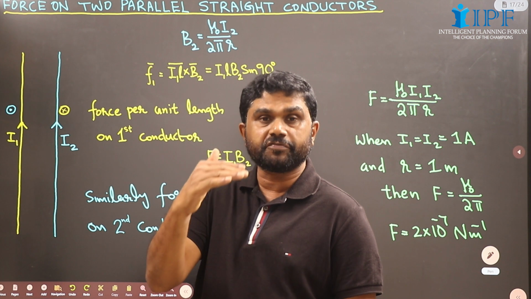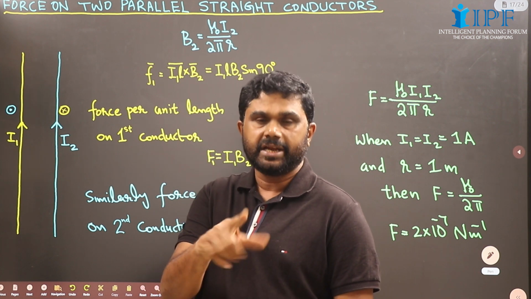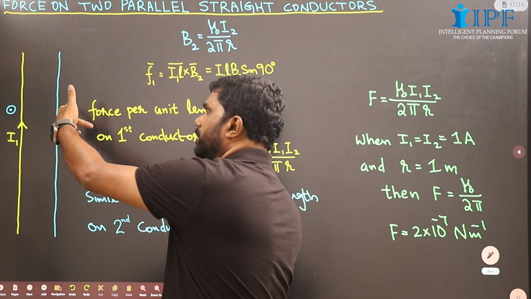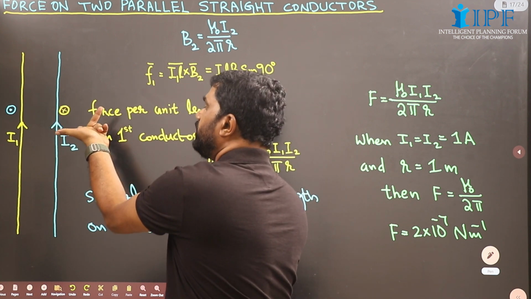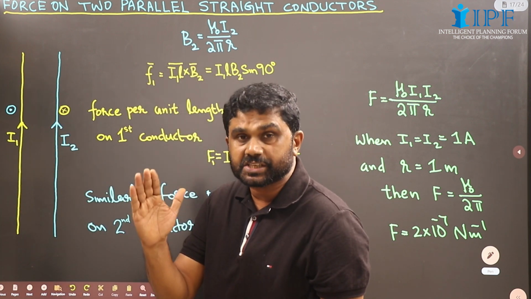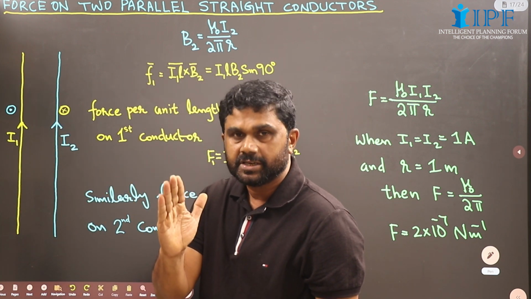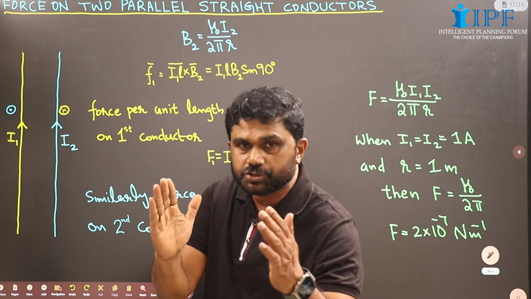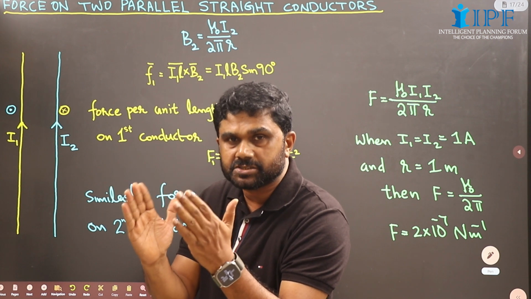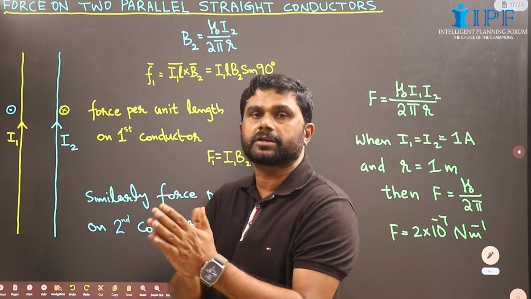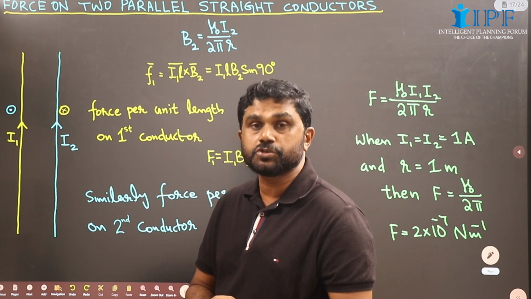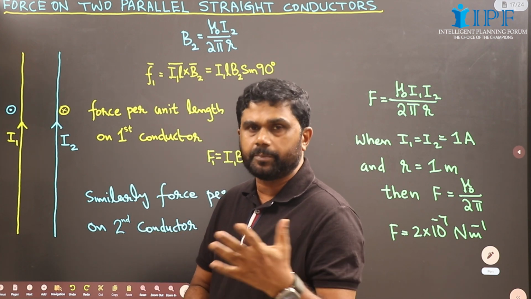So the direction of the force on the second conductor, let us find by using Fleming's left hand rule. Magnetic field is along the inward normal, current is upwards, so the thumb will be directed towards the first conductor. So the second conductor experiences a force towards the first, and the first conductor experiences a force towards the second. So if the currents in two parallel conductors are along the same direction, they attract each other. If they carry current in opposite directions, the magnetic force of interaction will be repulsive.